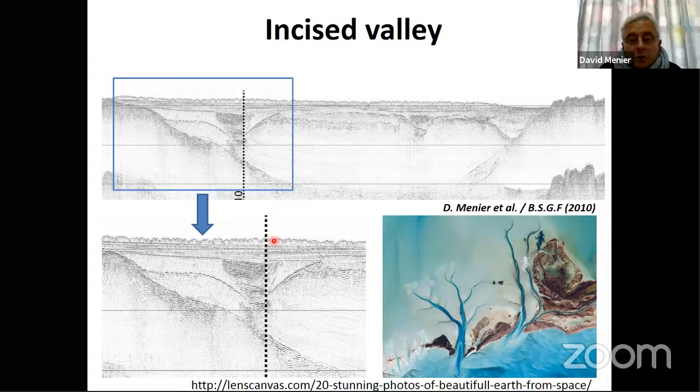But to be sure which type of deposit we have, we need a borehole in order to collect samples and identify the sedimentary facies. I don't know if I have already answered the question. Next class, I will use seismic lines to help people understand, and I will use borehole data to show how we can do that.